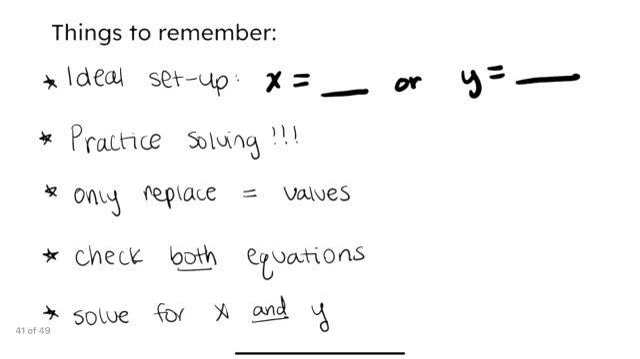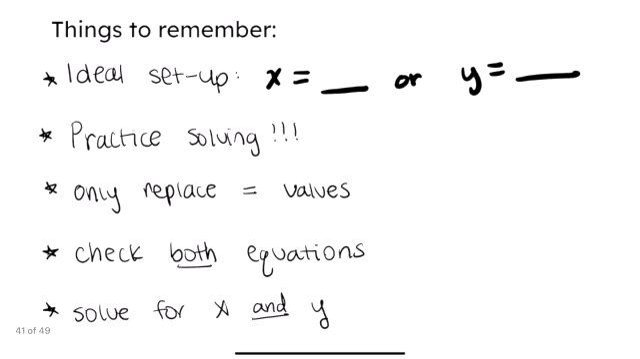The second thing to remember is that you need to practice solving, or you're going to be making lots of mistakes and getting really frustrated because you're going to keep getting values that don't work, even if you understand the basic premise. So practice making sure that you're doing equal operations to both sides, that you're simplifying, distributing, and all that good stuff.